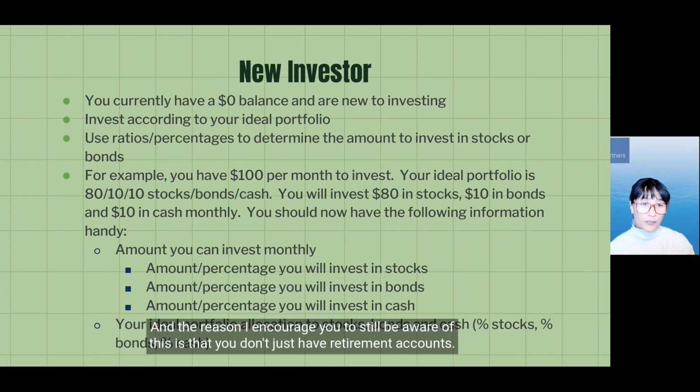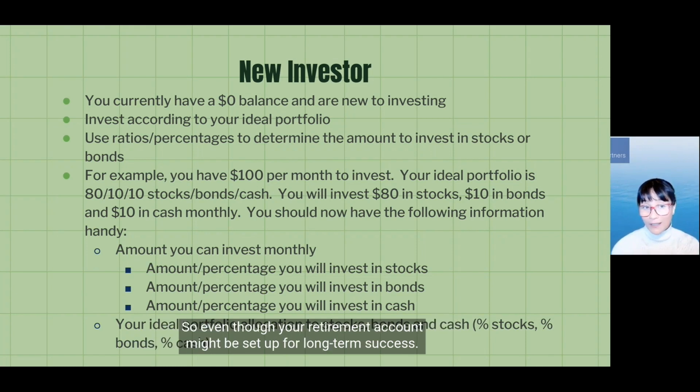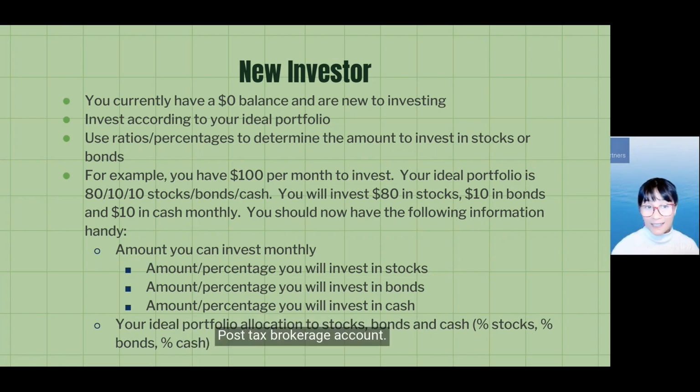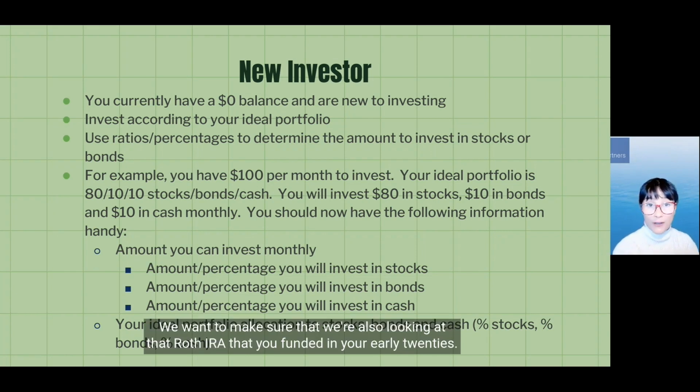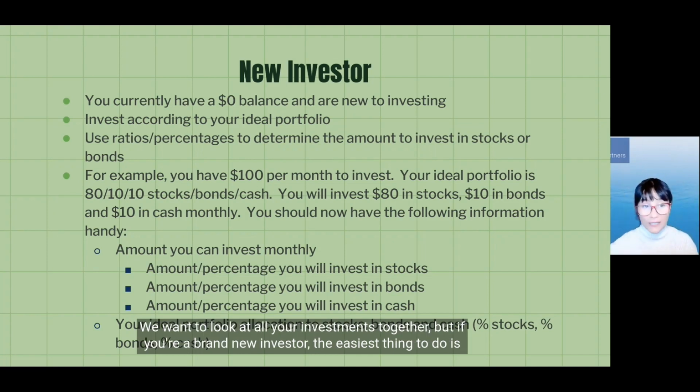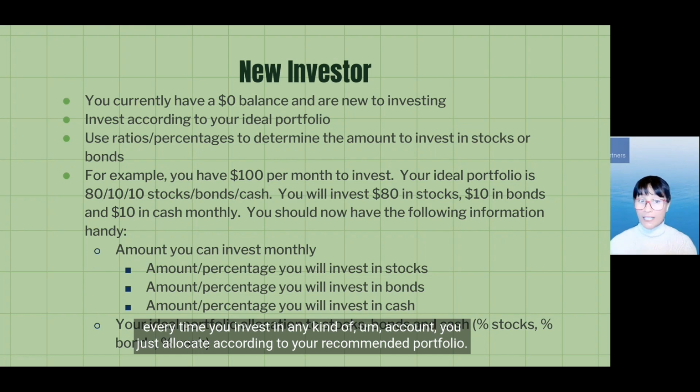And the reason I encourage you to still be aware of this is that you don't just have retirement accounts. So even though your retirement account might be set up for long-term success, your post-tax brokerage account, we want to make sure that we're looking at that too. We want to make sure that we're also looking at that Roth IRA that you funded in your early 20s. We want to look at all your investments together. But if you're a brand new investor, the easiest thing to do is every time you invest in any kind of account, you just allocate according to your recommended portfolio.